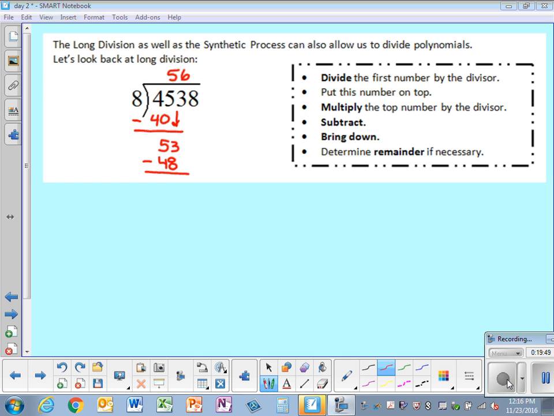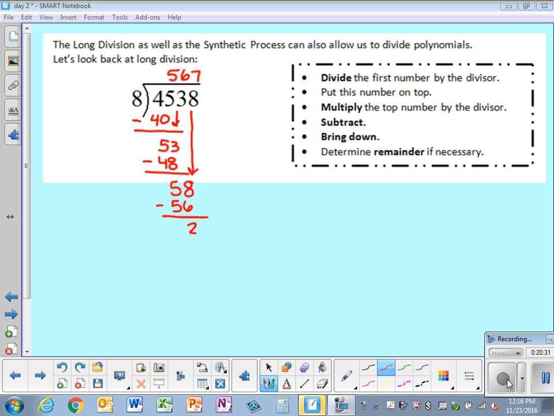What's 53 minus 48? It's 5. Now it's elementary school. 8 times 8 is 56. So you bring down that last one, and now you have 58. 58 divided by 8. Is 7 the closest? 8 times 7 is 56. What do we get?